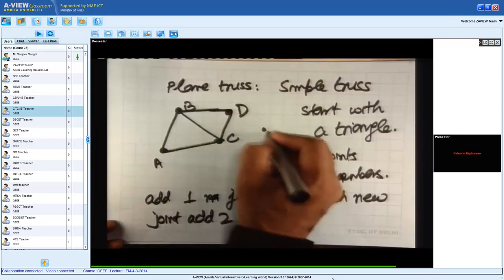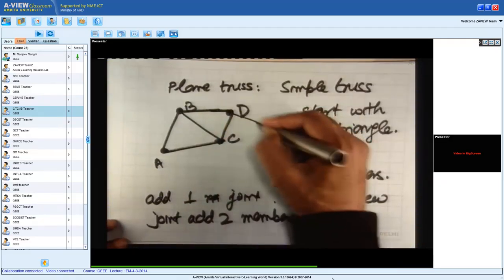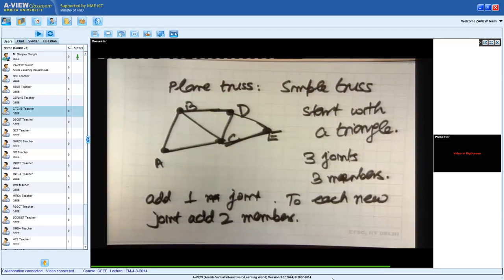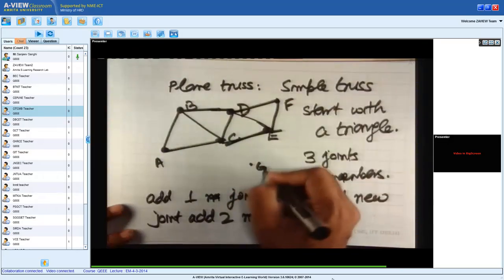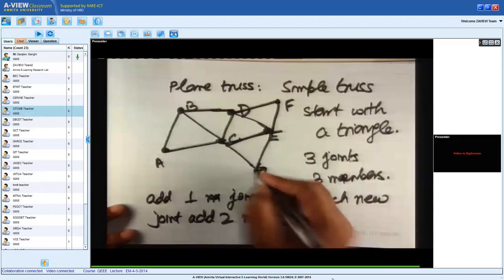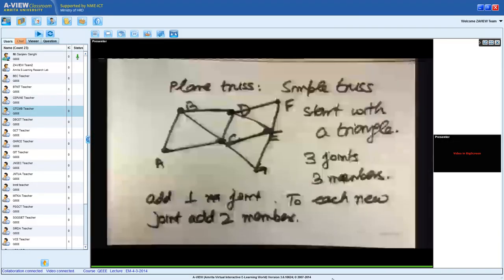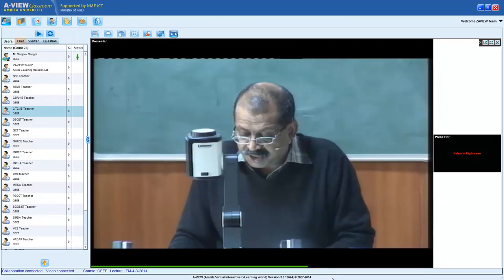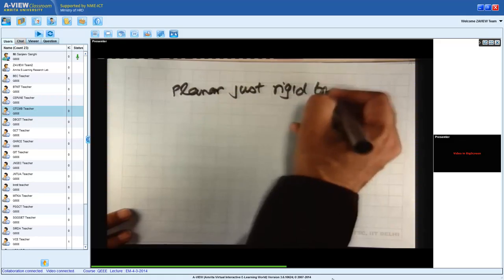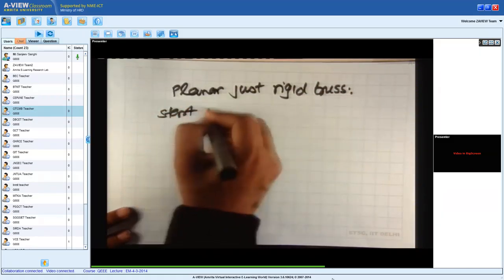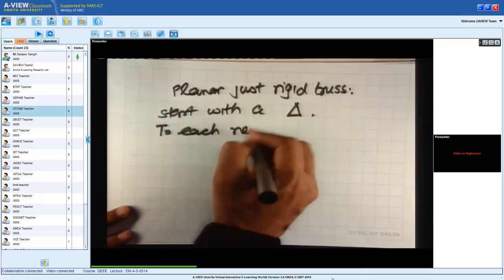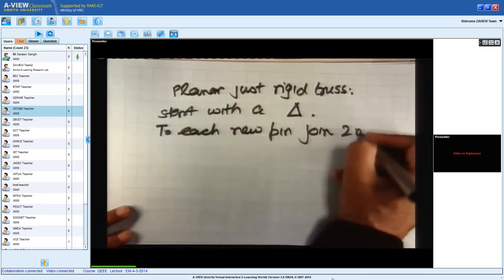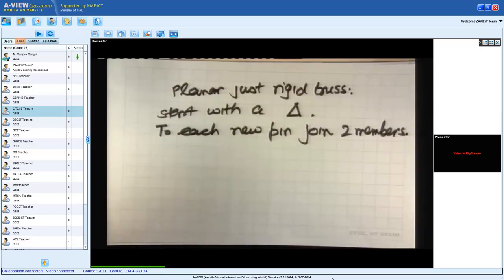Now I put another pin at E. So now I have to put two more members. I put a member DC, I put a member CE, and so on. Now if I put a pin at F, I have to put DF, I have to put EF. I put a pin at G, I have to put CG, I have to put EG. And this way I can keep on extending the truss, and it will be a just rigid truss. So for a planar just rigid truss, it goes like this. You start with a triangle, and then to each new pin we join two members, and we keep on extending like this.